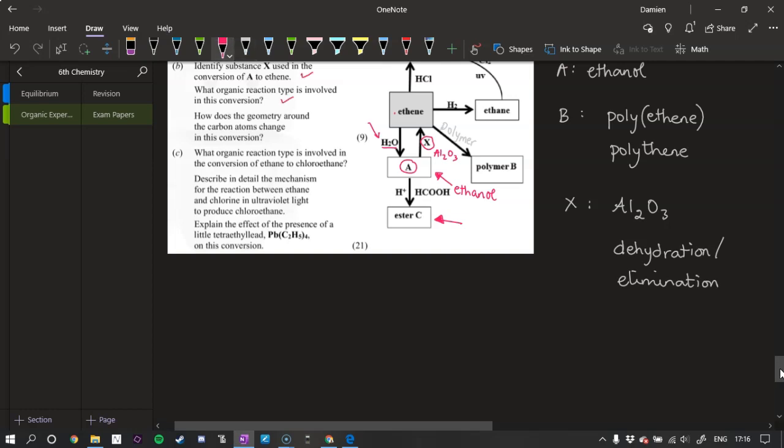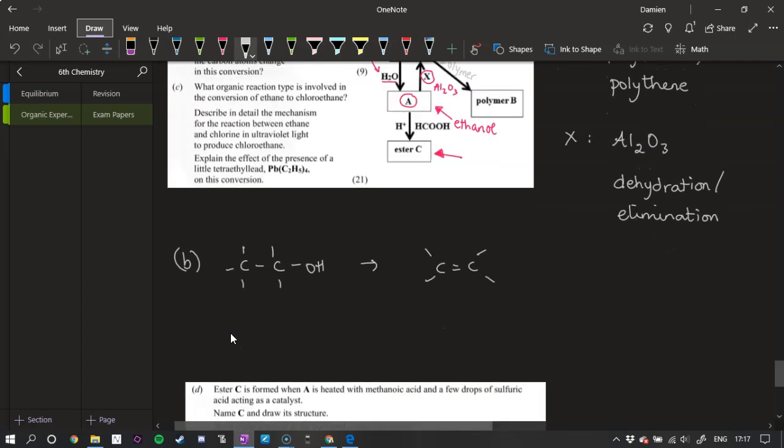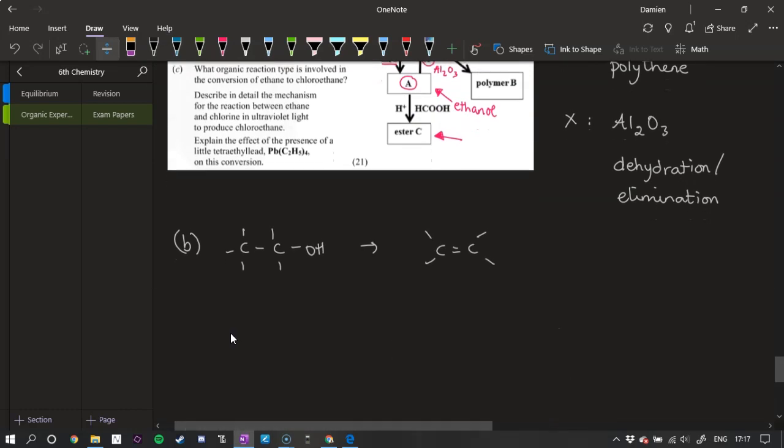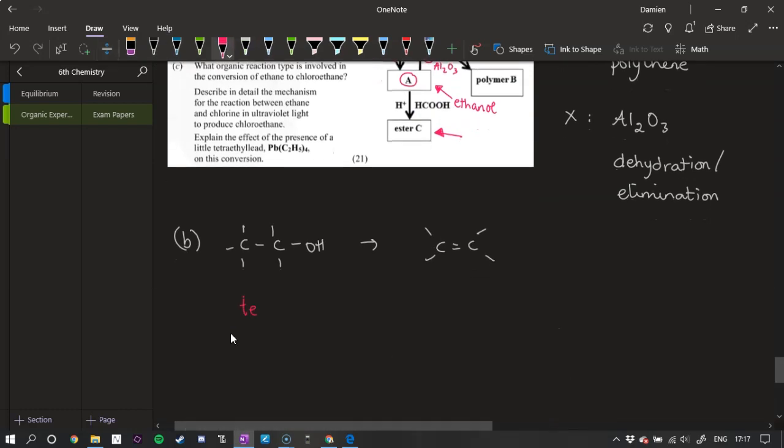How does the geometry around the carbon atoms change in this conversion? Well, let's have a quick look. So in this one, in part B, we're looking at ethanol, and basically it's turning into ethene gas. So when you're looking at these two compounds, you're asked about the structures. This here is a tetrahedral structure. In other words, there's a 109.5 degree bond angle in here. So this carbon here is tetrahedral.